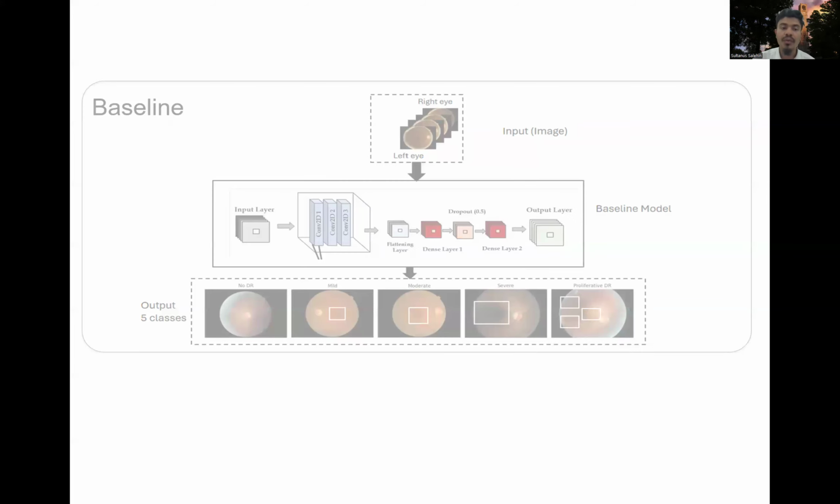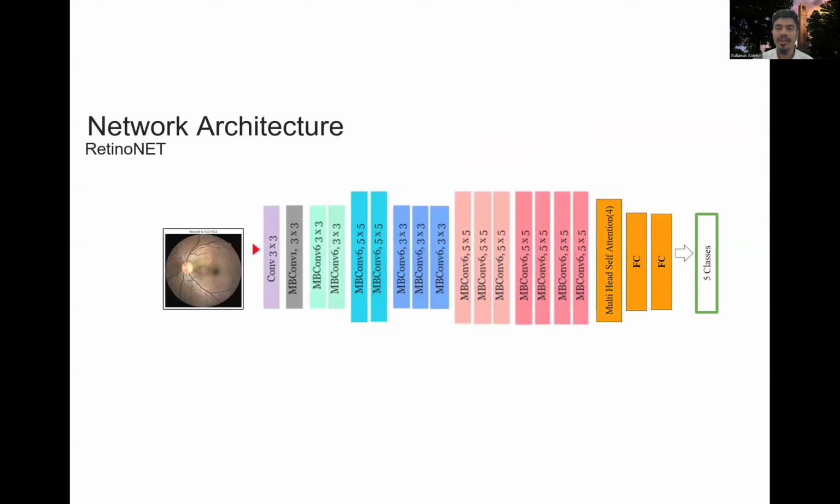But then we explored a little bit. We did some literature review, and it turned out EfficientNet and different versions of it can do very well in this kind of image-based classification. So as a backbone of this network, we took EfficientNet B0, and then we added a multi-head self-attention layer, which has 4 different heads, and the network ends with 2 fully connected layers, which gives us 5 different classes.